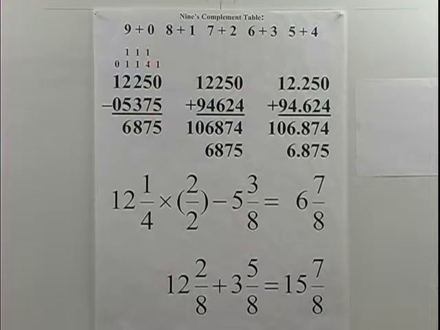7 is greater than 4, so I have to borrow 1 from that. That becomes a 1, and this becomes 14. 3 is greater than 1, so I have to borrow 1 from that number 2, it becomes a 1, and this becomes an 11. 5 is greater than 1, so I have to borrow 1 from that 1. That becomes a 0, and this becomes an 11.